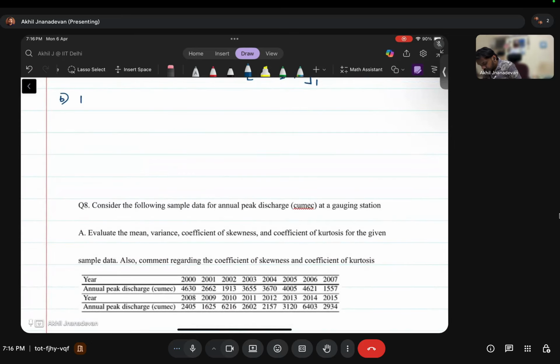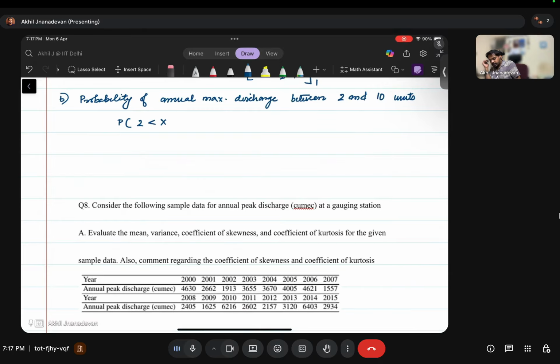That is the probability of annual maximum discharge between 2 and 10 units. That is P(2 < X < 10). This we need to find, right?